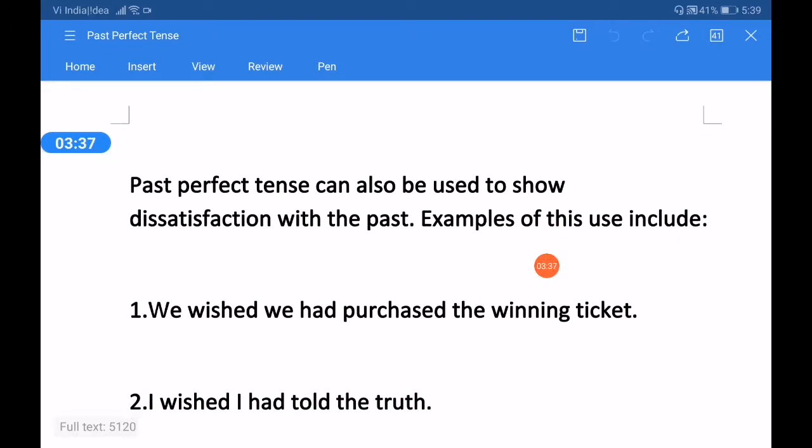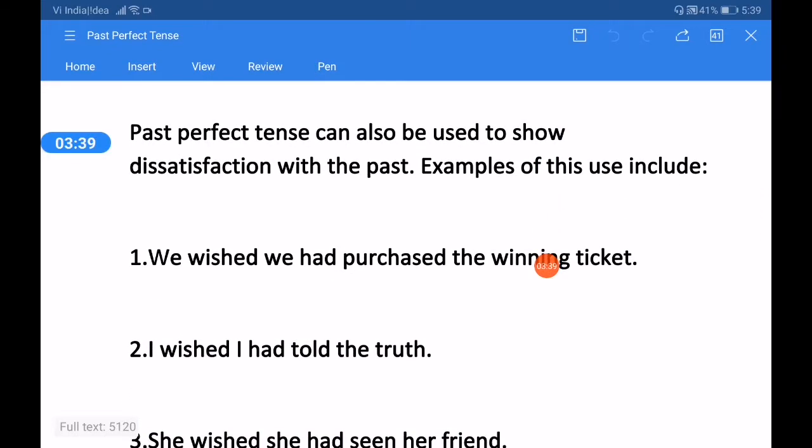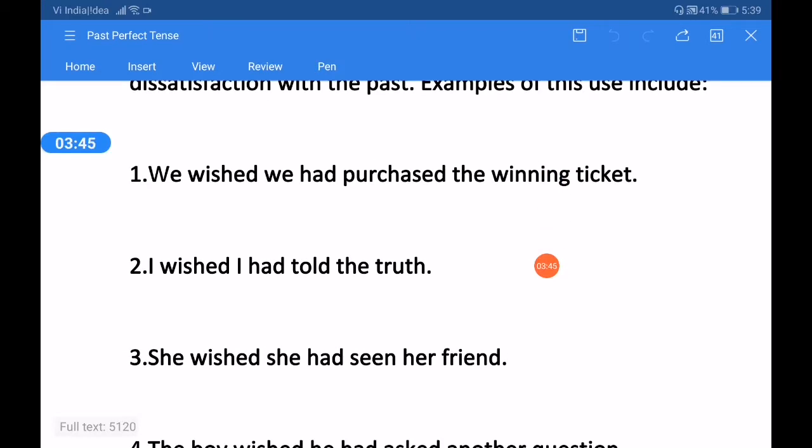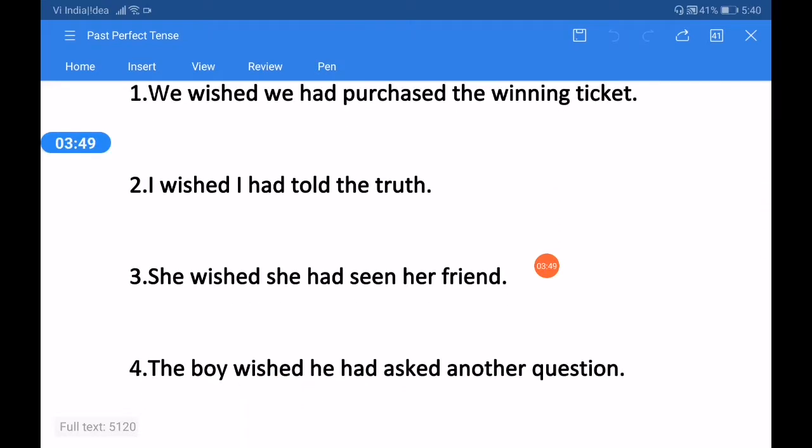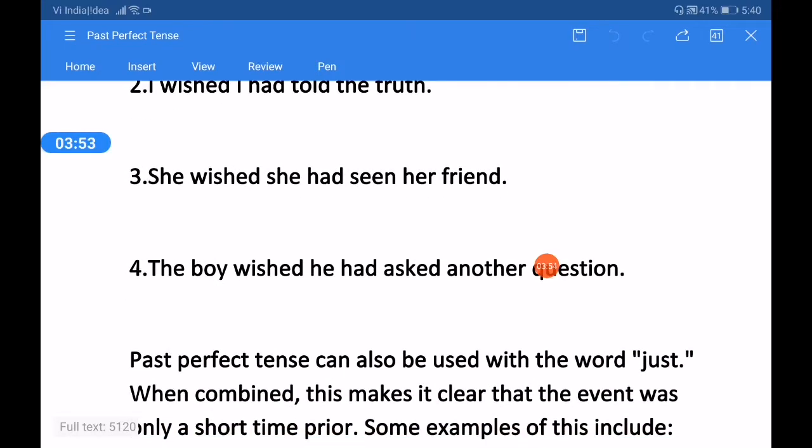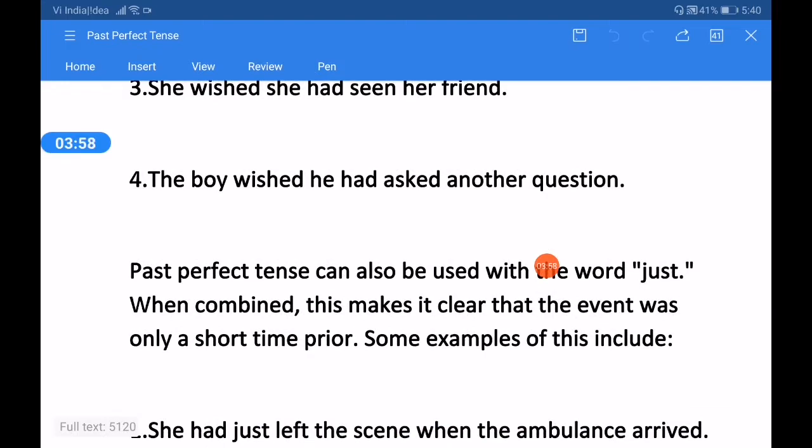Past perfect tense can also be used to show dissatisfaction with the past. Examples of this use include: number one, we wished we had purchased the winning ticket. Second, I wished I had told the truth. Third, she wished she had seen her friend. Fourth, the boy wished he had asked another question.